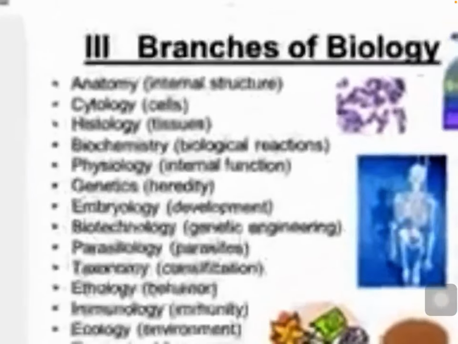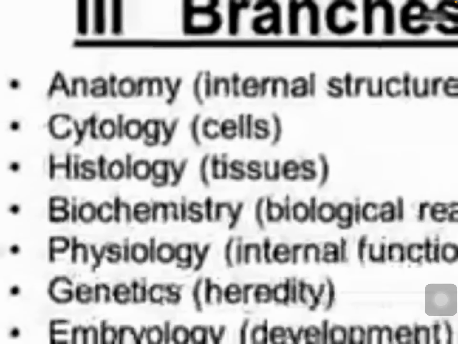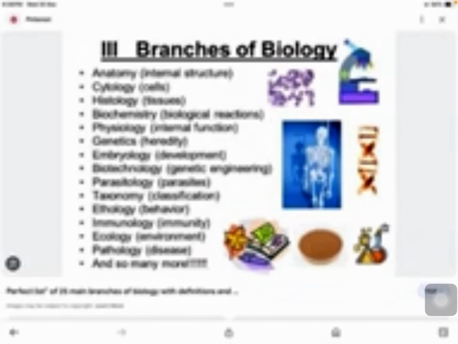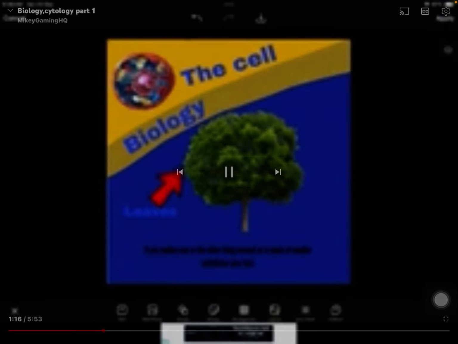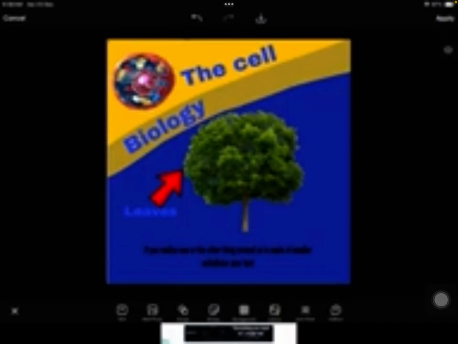So, the cytology branch of biology. Cytology is the study of cells. We know. Here's an introduction to cytology. If you realize, everything around you is made of smaller things. For example, we are made up of organ systems, which are made up of organs, which are made up of tissues, which are made up of cells, which are made up of molecules, which are made up of atoms, which are made up of neutrons and protons, and yeah, that's it.